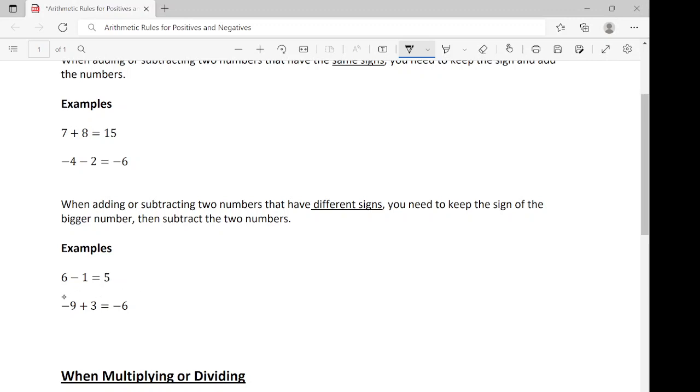And for the next one, we have negative 9 plus 3. The bigger number is 9, and so that means our sign is going to be whatever 9 is. So since it's negative here, our answer will have a negative here. And then we just do 9 minus 3, which is 6.